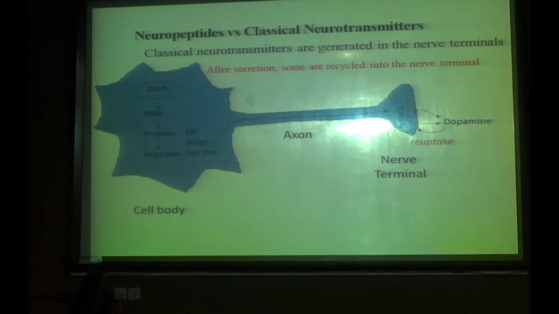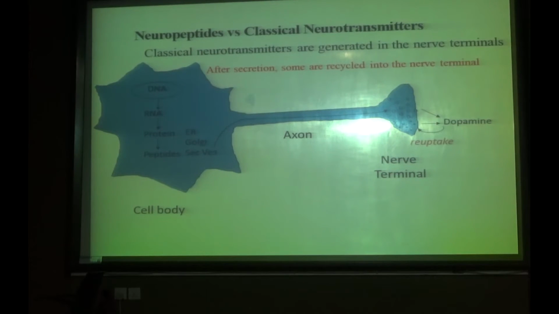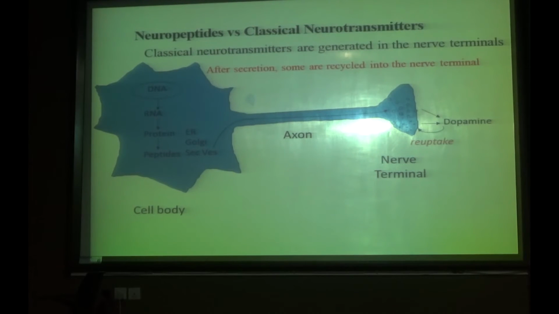In the classical neurotransmitter, what is the difference? Peptides are generated in the soma, in the cell body, and then transported into the Golgi. But classical neurotransmitters are generated in the nerve terminals, here in the vesicles.